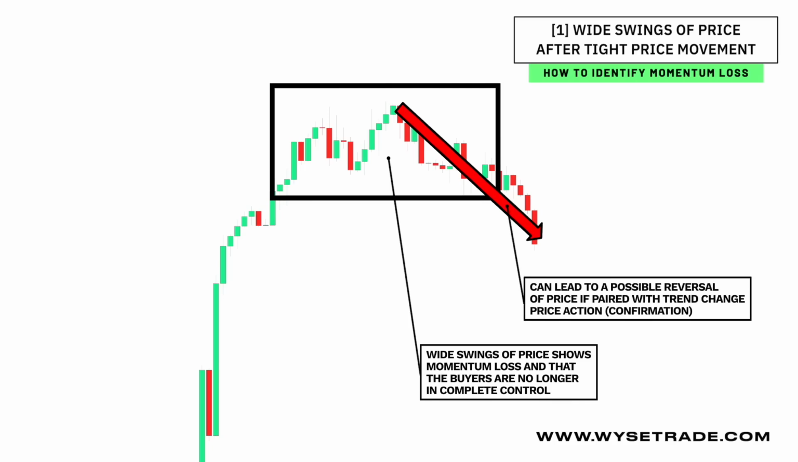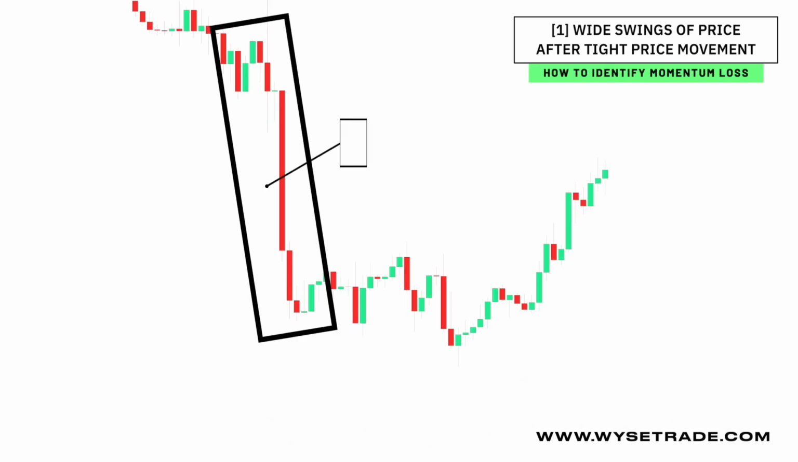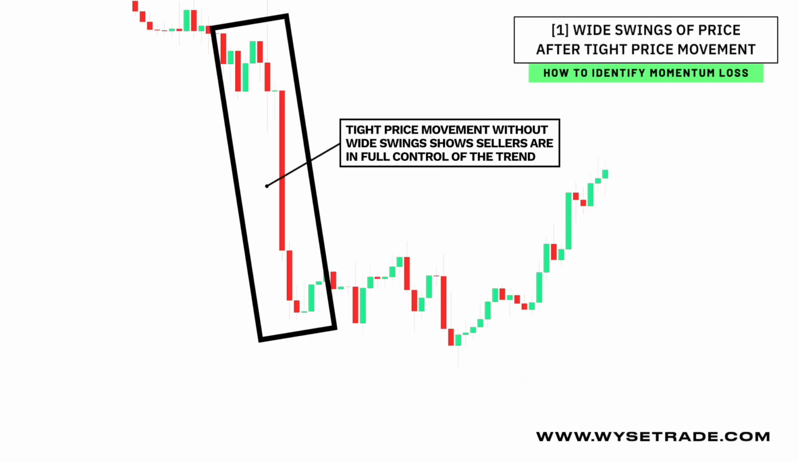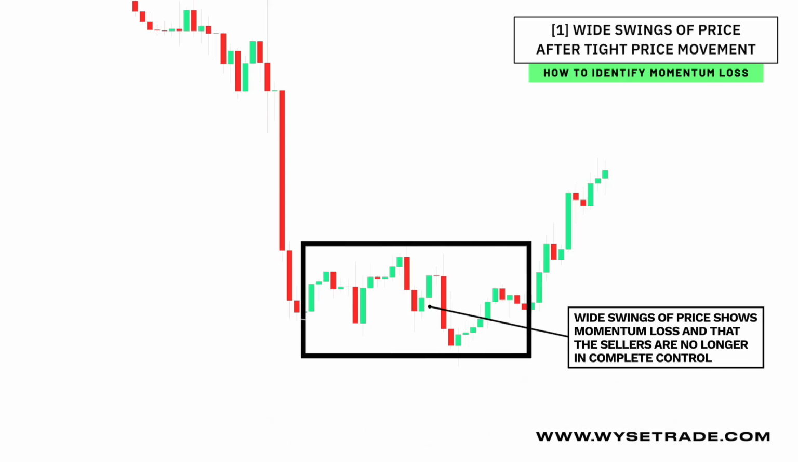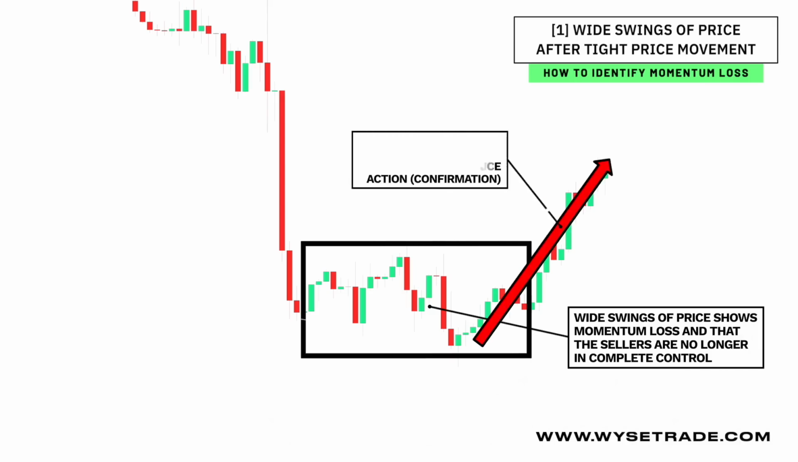Going in the opposite direction. This downtrend here is tight price movement, which means the sellers are in full control. You then had wide swings occurring, which shows momentum loss and that the sellers are no longer in complete control and can lead to a possible reversal of price if paired with trend change price action.